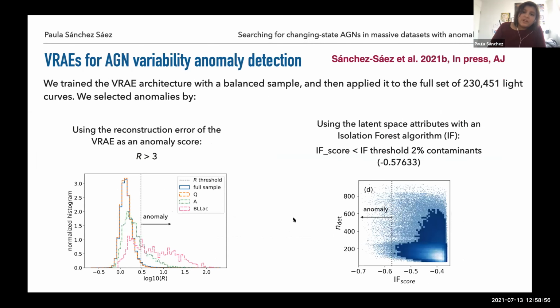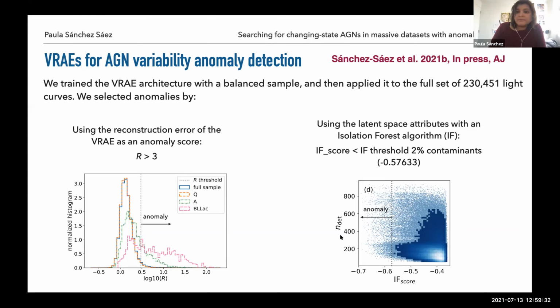So once we trained the model, we applied the algorithm to the full set of likers. And we selected as anomalous the sources that had very high reconstruction errors. In particular, we are using this threshold, a reconstruction error higher than 3. And here you can see some examples for regular quasars, host-dominated AGNs in red, and BL Lacs or blazars in pink. And most of the blazars are considered anomalous by this technique.